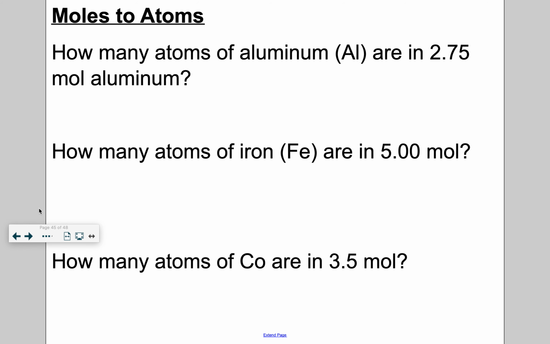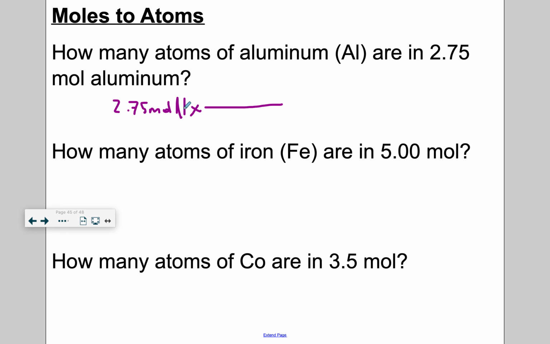Now we're going to go the opposite way, moles to atoms. How many atoms of aluminum are in 2.75 moles of aluminum? I'm going to start with 2.75 moles. All right, I'm going to set up my conversion factor. I'm in moles, so the conversion is 1 mole is equivalent to Avogadro's number, 6.022 times 10 to the 23rd atoms.